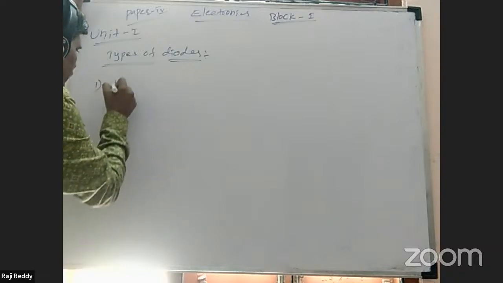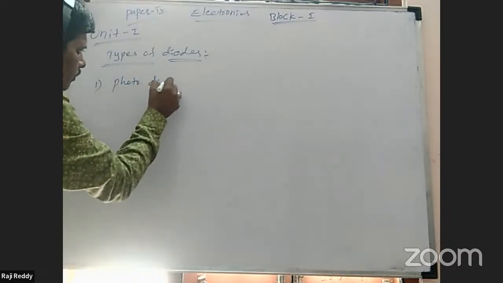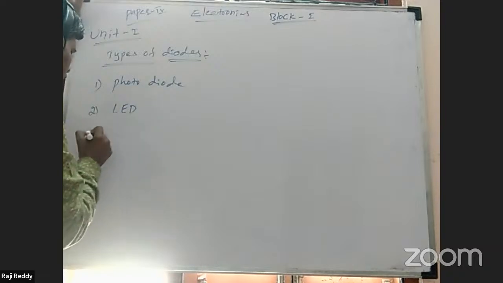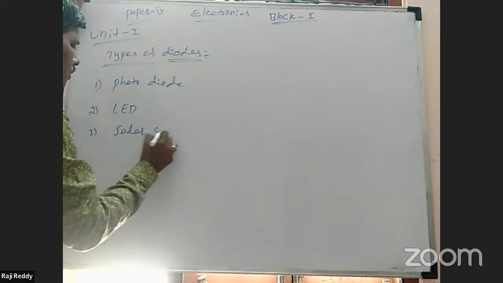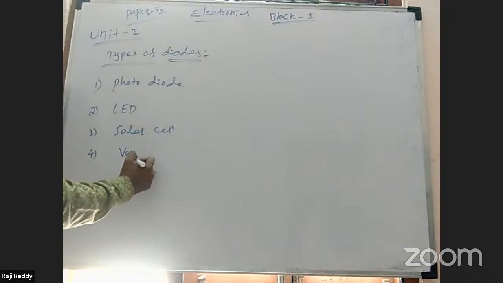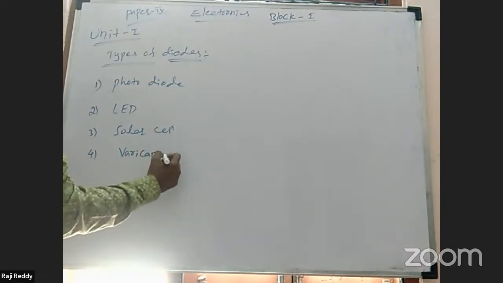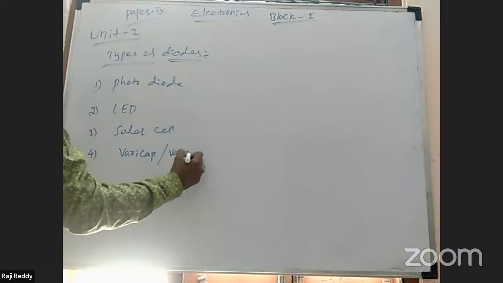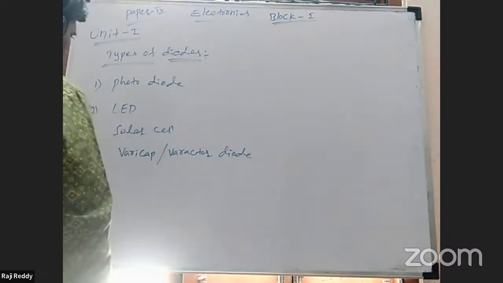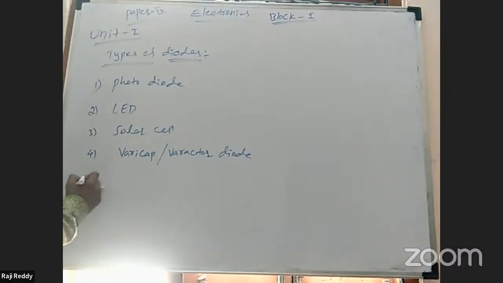In this one, first thing is a photodiode. Then LED, light emitting diode. Next one, solar cell. Next one, varicap diode or varactor diode. Then photodiode, LED, solar cell. Next one, Zener diode.